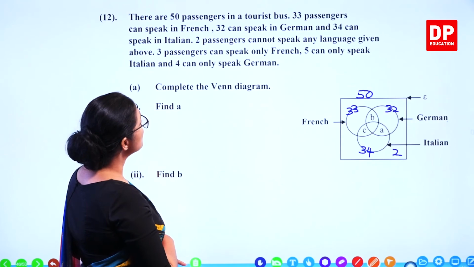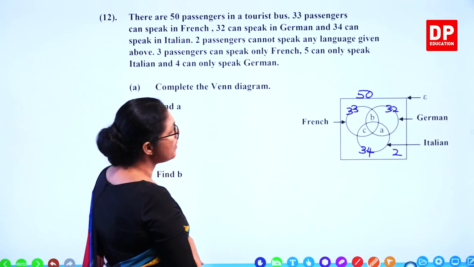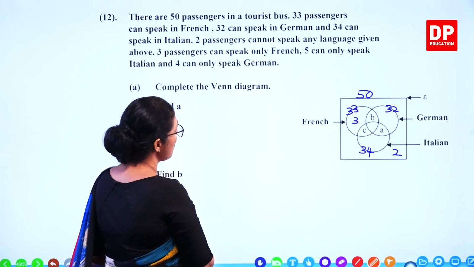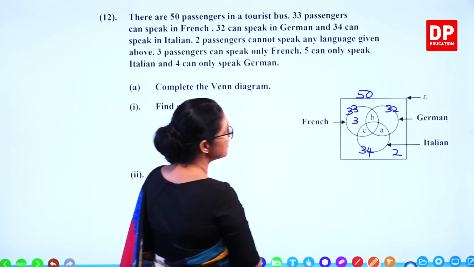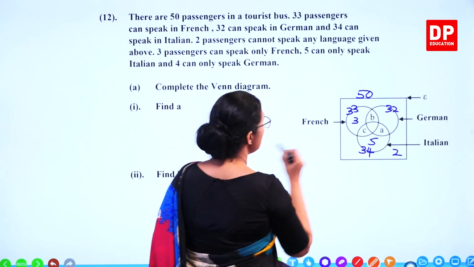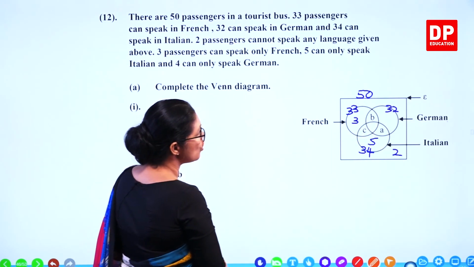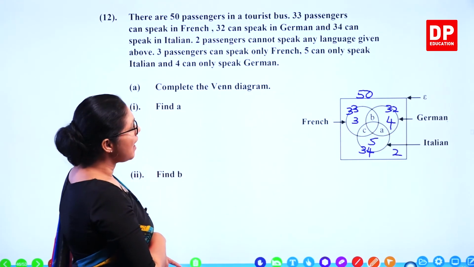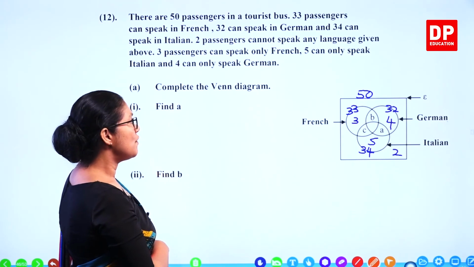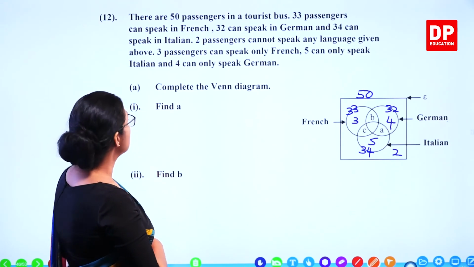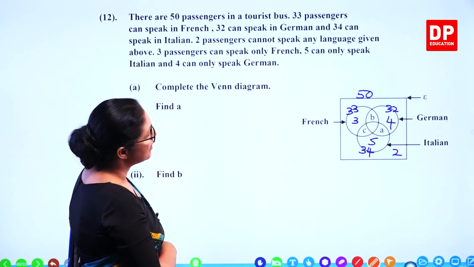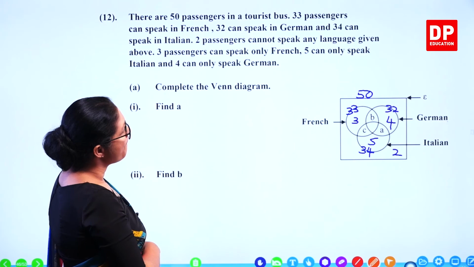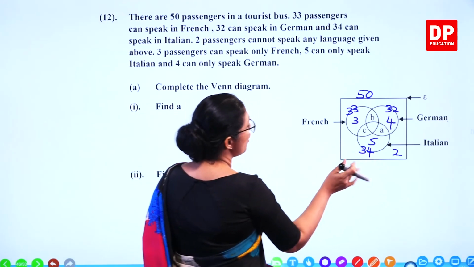3 passengers can speak only French. Only French. That means this part. That's 3. 5 can only speak Italian. 5 is here. 4 can only speak German. So 4 is here. Complete the Venn diagram. Can we fill the other parts? So it's given A, B, C. So how can we find out the other values? We can find out like this.